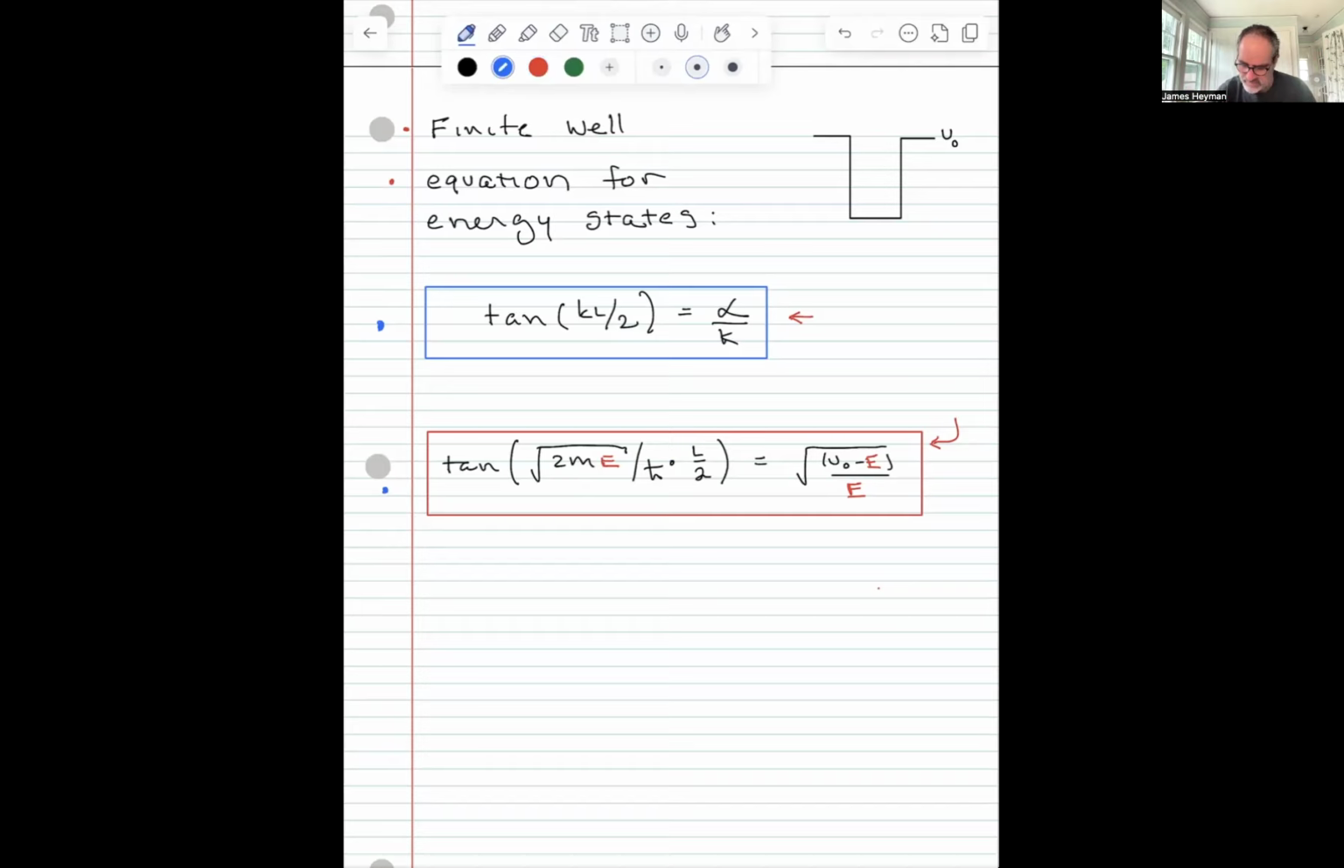We'll put in values for m, L, and U naught, and then we'll make a table of values of the left-hand side of the equation as a function of E. And likewise, we'll make a table of values for the right-hand side as a function of E. And then we'll look for values of E where the left-hand side and the right-hand side are equal. You can probably imagine doing this in Excel or some similar program. It's perfectly straightforward. Once you've made those tables, it's actually helpful to look for solutions in a graph. Here, let me show you what I mean.